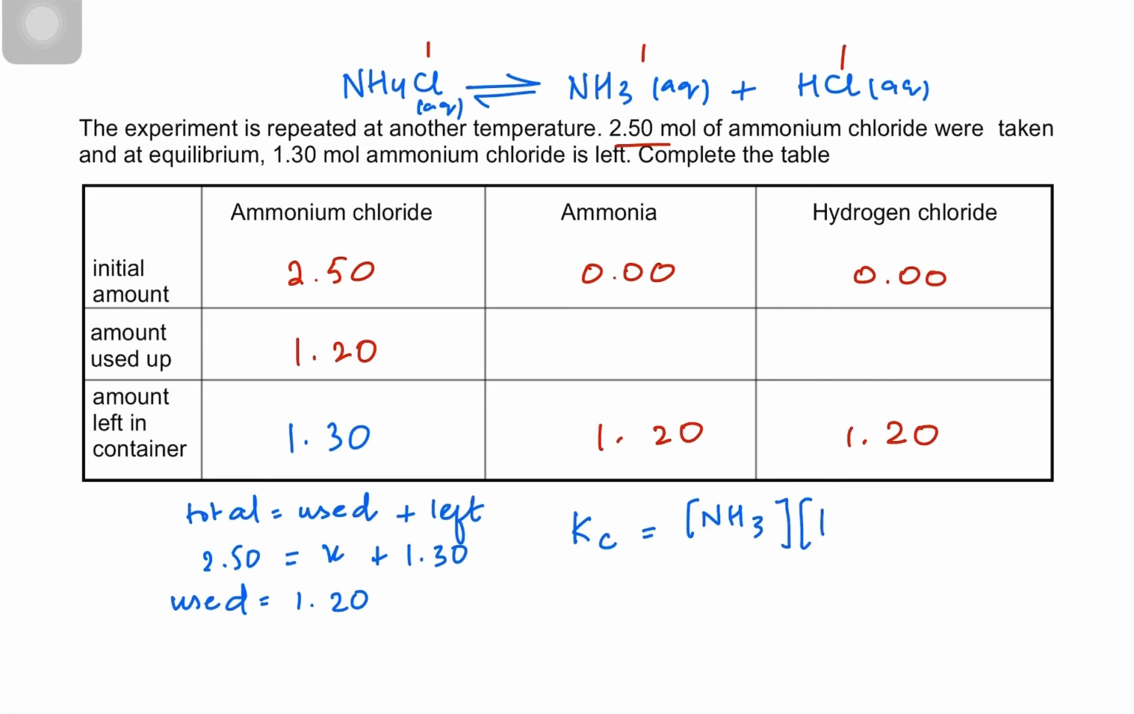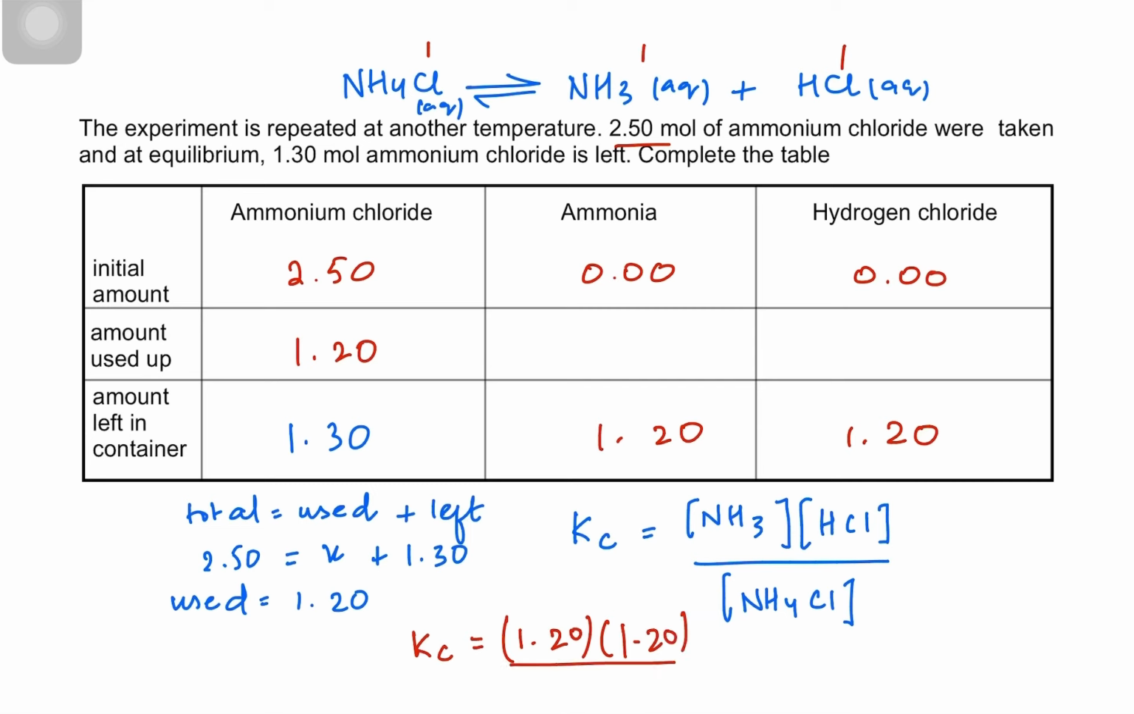So the Kc expression will have ammonia and HCl in square brackets as the products and ammonium chloride in square brackets as a reactant. Their mole ratio is 1:1, so no powers here. I'm putting their moles, dividing by the moles of the reactant, and I'm assuming that the volume is 1 decimeter cube. So the mole is the concentration here. When I solve it on a calculator, I get the answer 1.107, but I'm rounding it off, so 1.108.